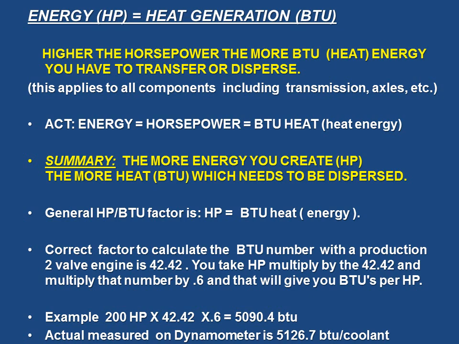So here's the example. Let's say you had a 2-valve engine, and it was running at 200 horsepower. You'd multiply that times 42.42 times 0.6, and you'd get about 5,000 BTUs. So if you had an 800 horsepower engine, well, guess what? You'd have like 20,000 BTUs. So there you go.